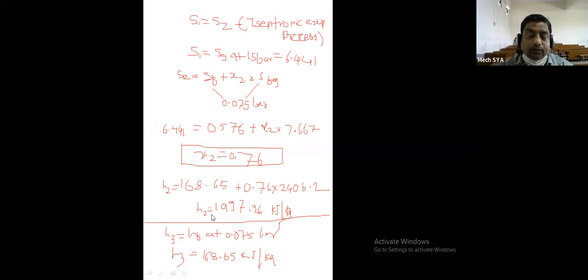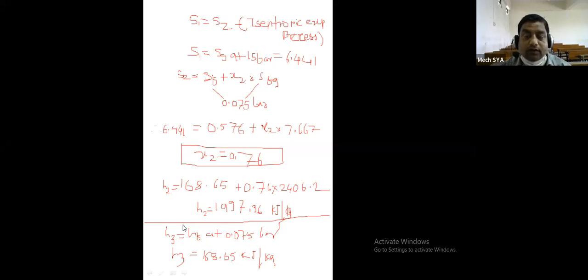And therefore, H2 is equal to 1997.36 kilojoule per kg. Okay. Then H2 we got now because X2 we got in the equation. In the H2 equation, we already know 168.65 plus 0.76 into 2406.2, and H2 is equal to 1997.36.